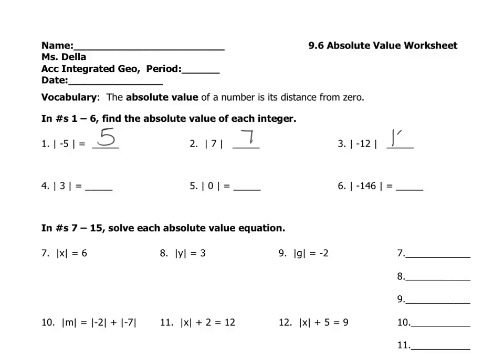Number 3 would change that negative 12 to positive 12. 4 would stay as 3. 5 would stay as 0. 0 is the only number that is not positive nor negative. It's right in between. And then number 6 has a negative number inside the absolute value, so just take off the negative, make it positive 146.